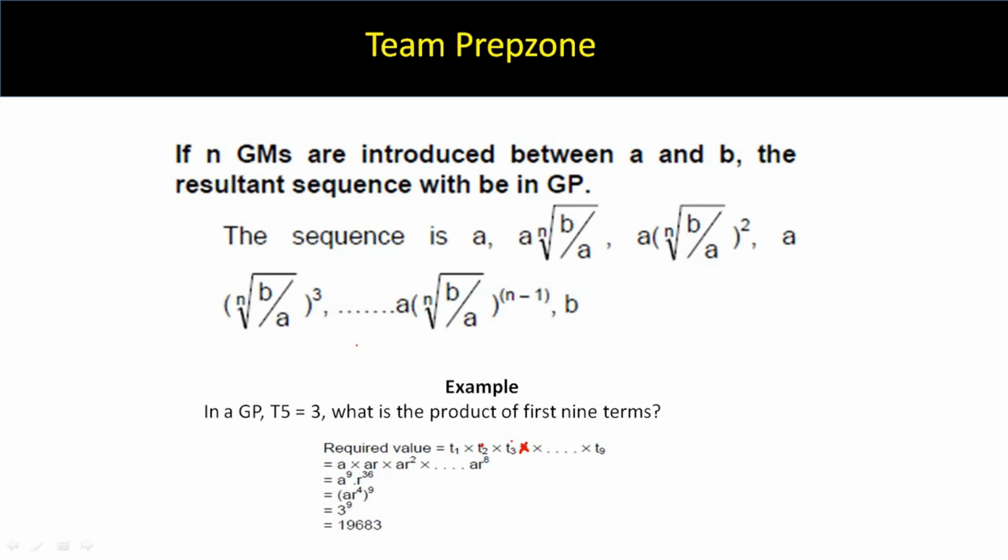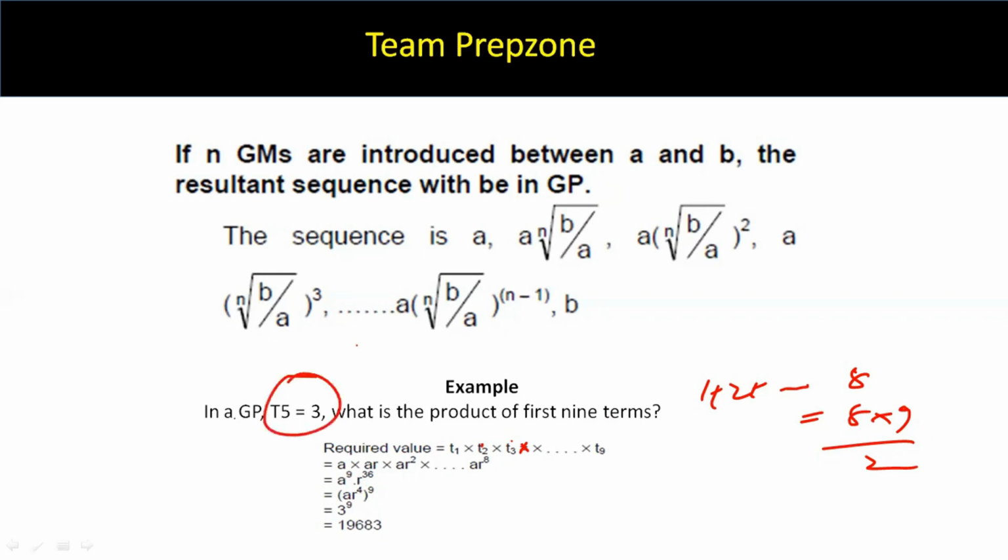r to the power 36 कैसे आया, क्योंकि r की पावर 1 plus 2 plus till 8 है, which is nothing but 8 into 9 by 2, 36. ठीक है, and a की 9 टर्म्स है, so it is a to the power 9. Now a to the power 9 into r to the power 36 is nothing but a into r to the power 4 की whole power 9.